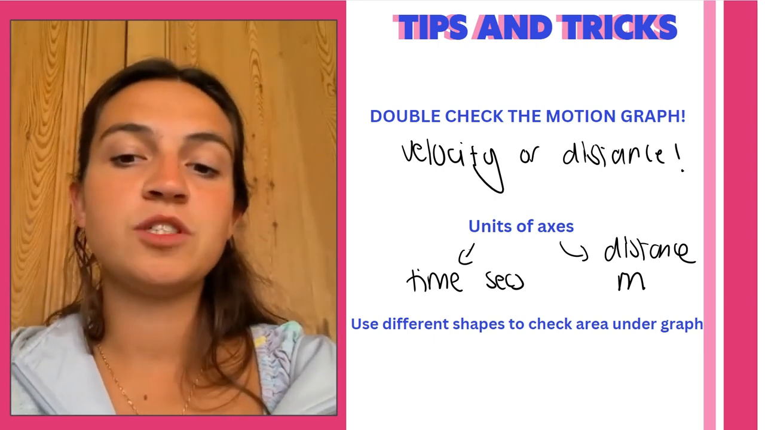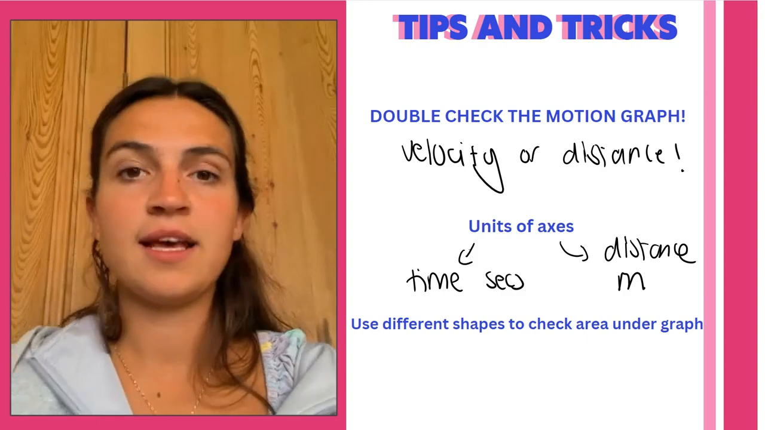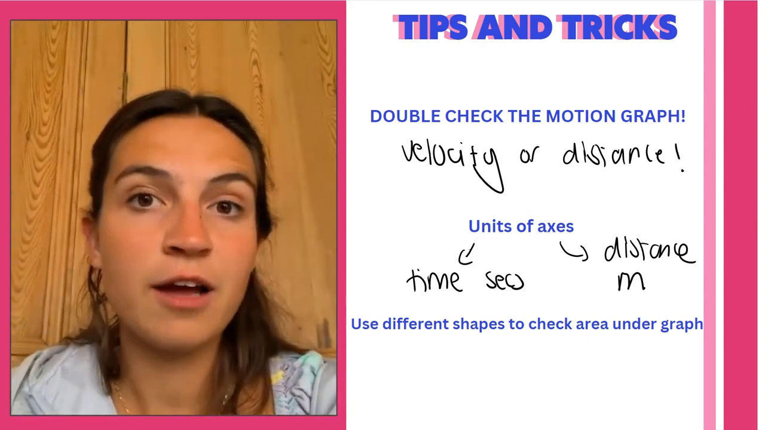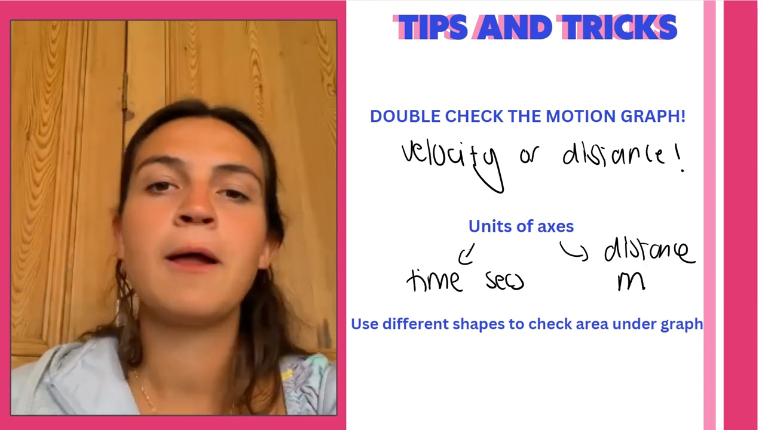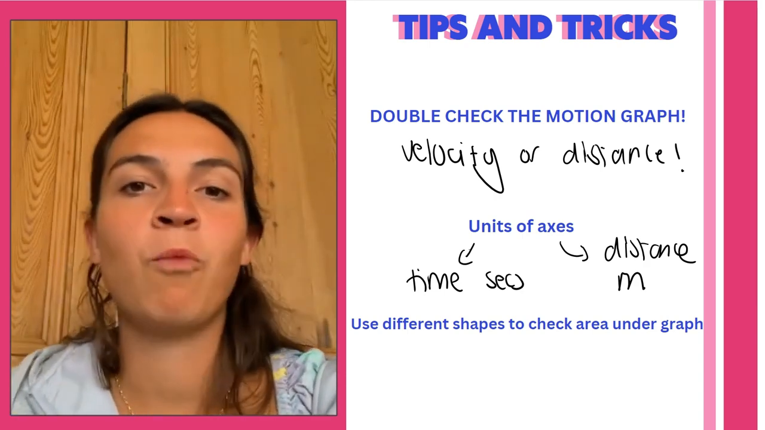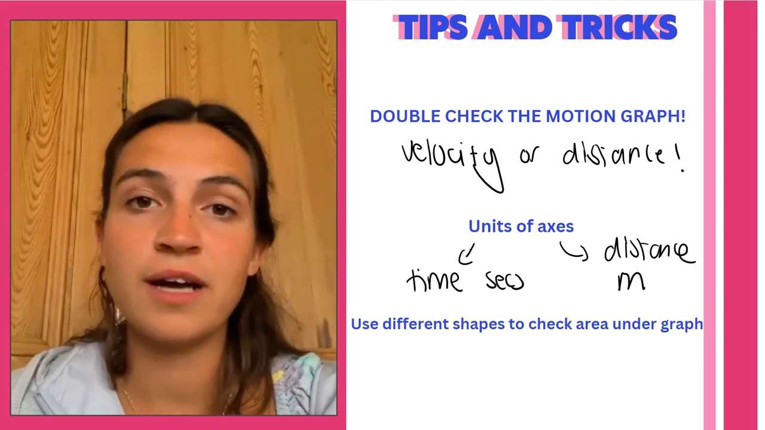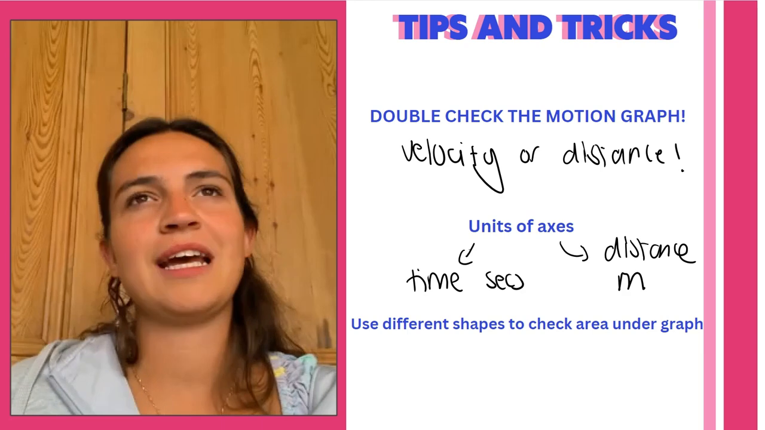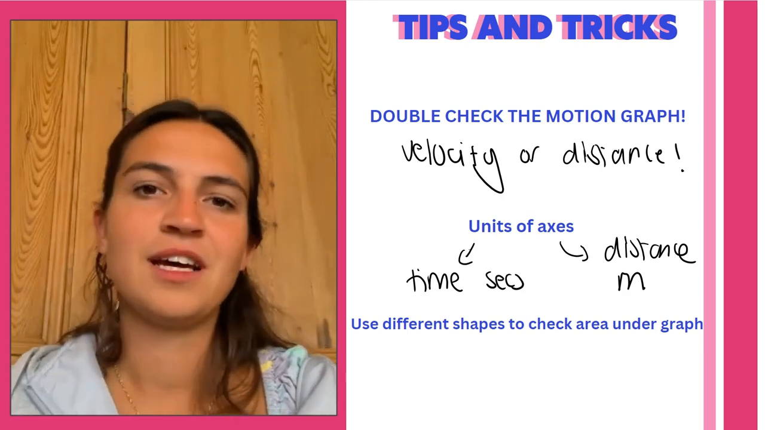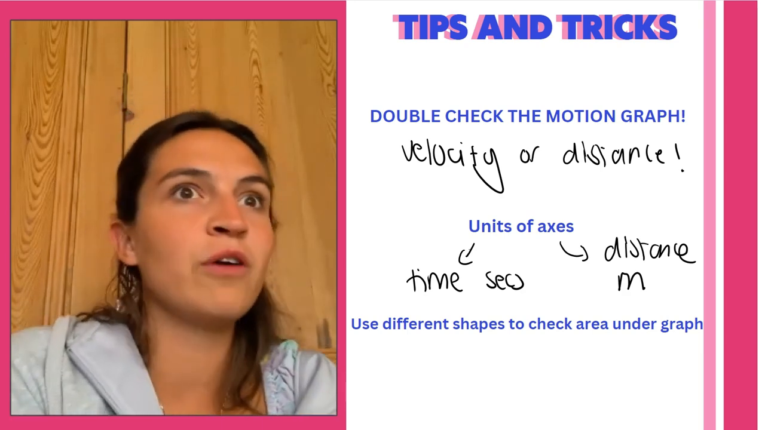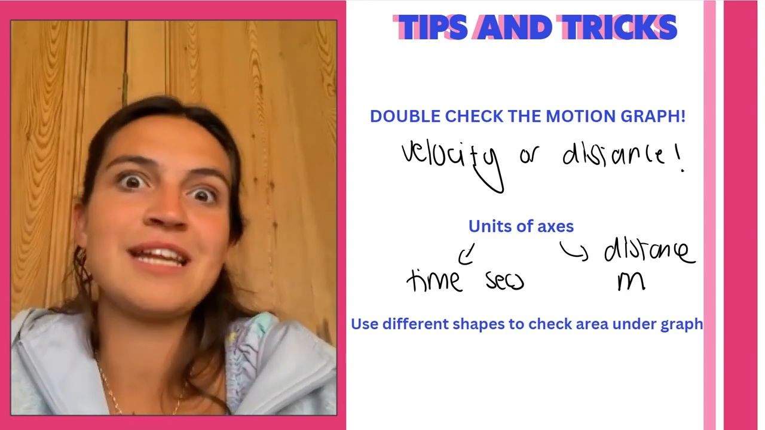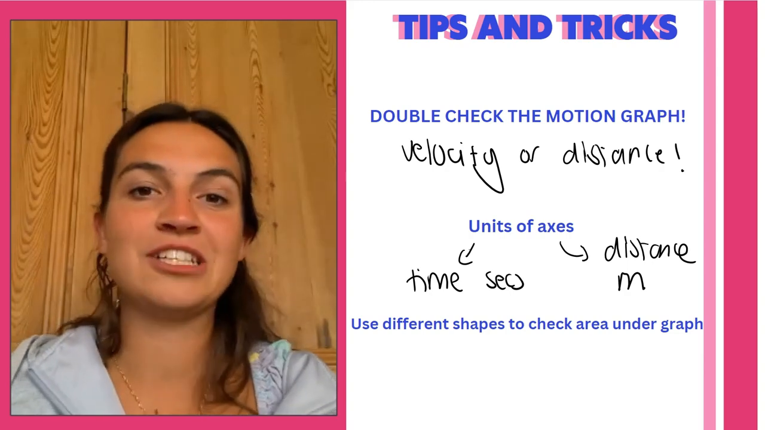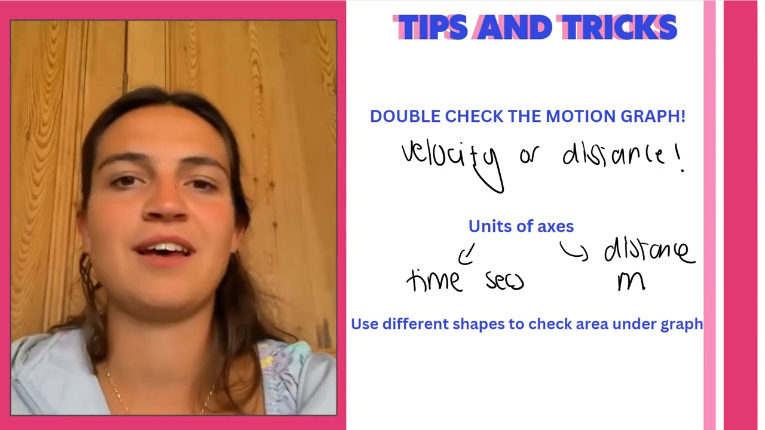Use different shapes to check the area under the graph. Yes, there are different ways that you can split the area under a velocity time graph if you're trying to find the distance. And if you've already split it one certain way to do your original calculation, and you'd like to check your answer, can you split it into slightly different shapes to double check your answer so that you don't repeat any of the same mistakes you might have made the first time round? Your answers should obviously check out no matter how you split up that area.